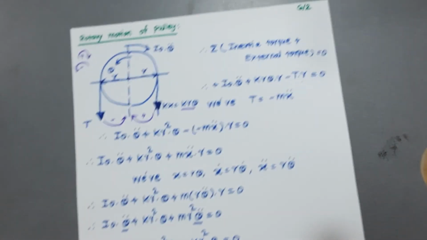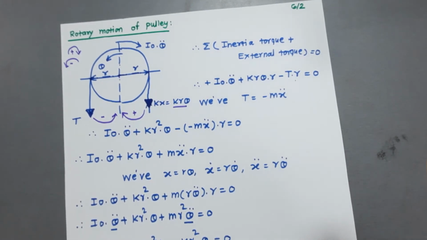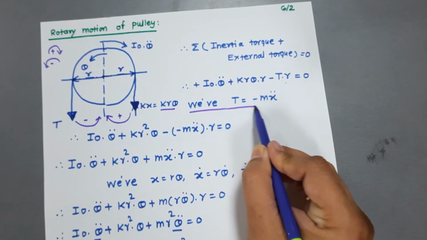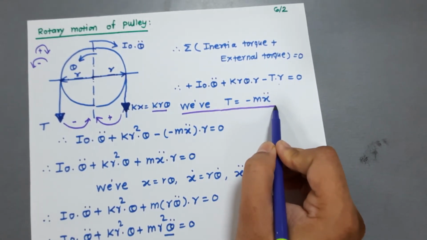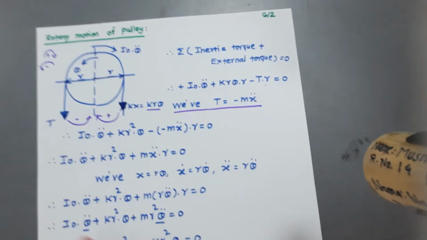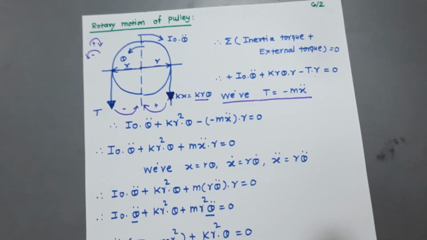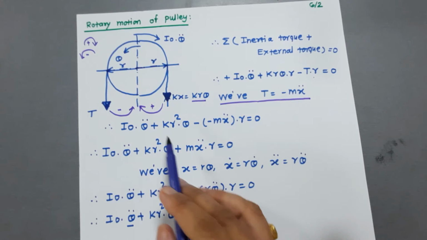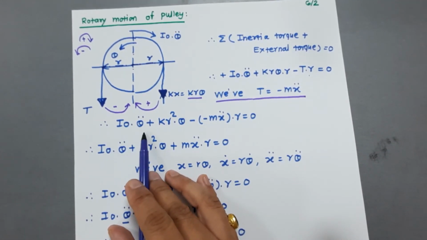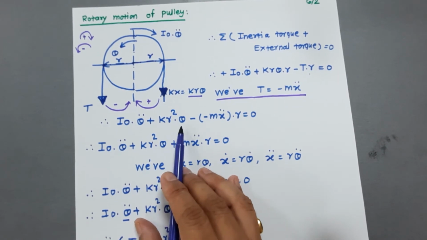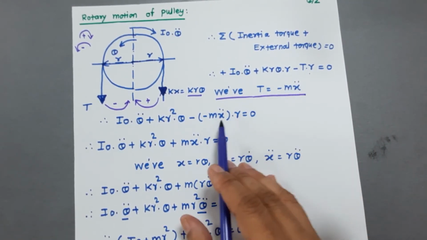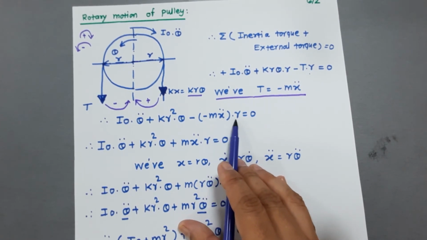Now, dear friends, in the last slide we determined that T is equal to mx double dot, that is the linear motion of the mass. So now I am going to put these values here. We have I0 theta double dot plus Kr square theta minus, and the value of T should be mx double dot, so we put minus mx double dot, bracket complete, into R.